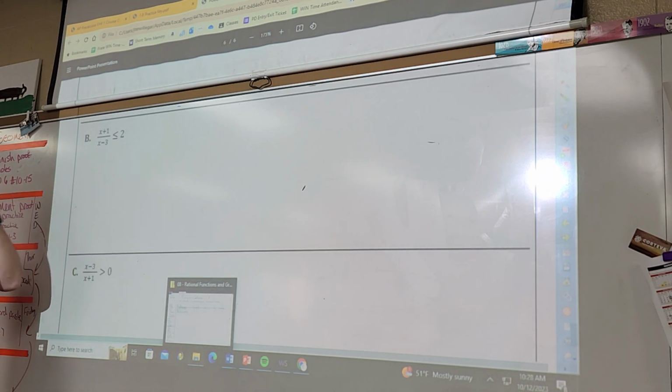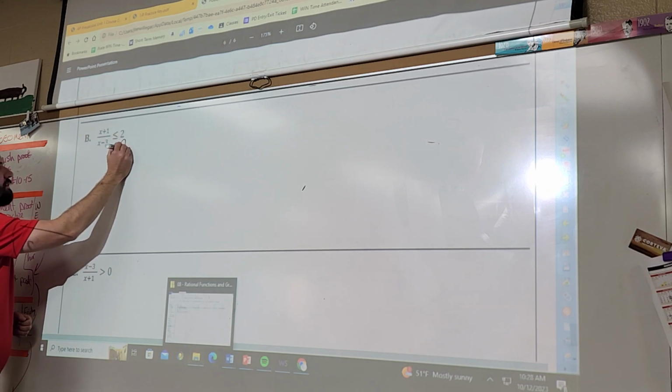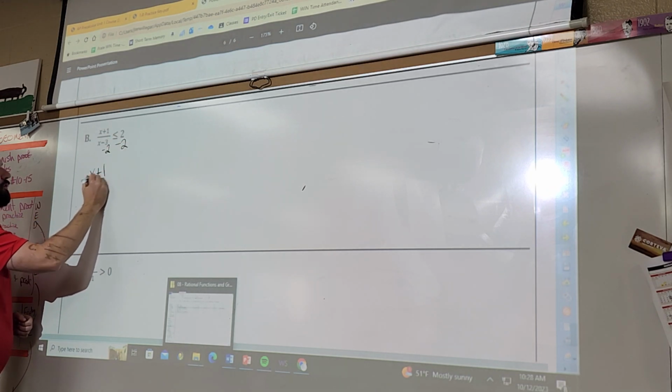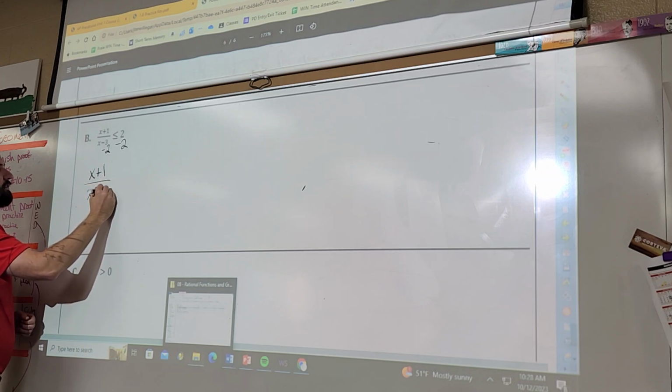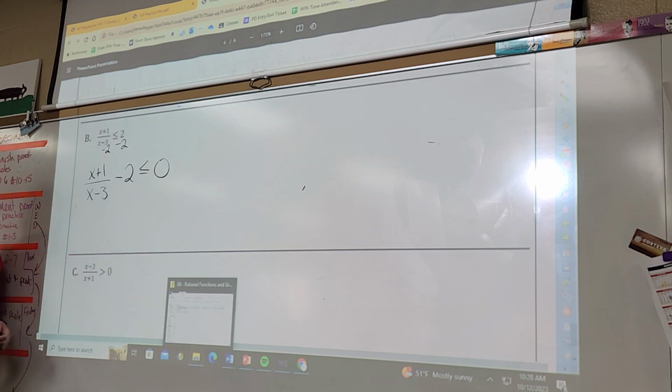This means nothing to me yet, right? I need to get to 0 so I can test point it. So how do I get this to 0? Subtract the 2 from both sides, right? So I get x plus 1 over x minus 3 minus 2 is less than or equal to 0, right?